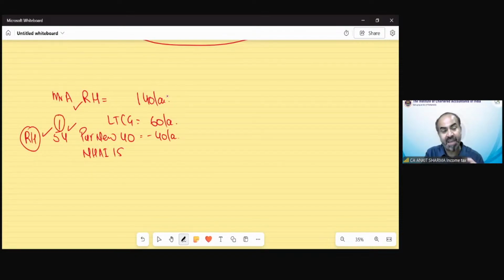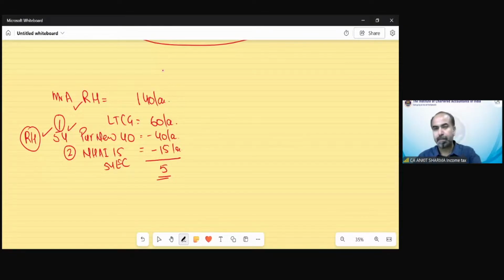So that would be the specific exemption. So first of all, we have to give the specific exemption if it is applicable in the case. And this is the second exemption, NHAI section 54 EC. So we can give this exemption also over here. So the gain would be 5 lakhs. So it is definitely possible that we can claim multiple exemption. Any other query, students?